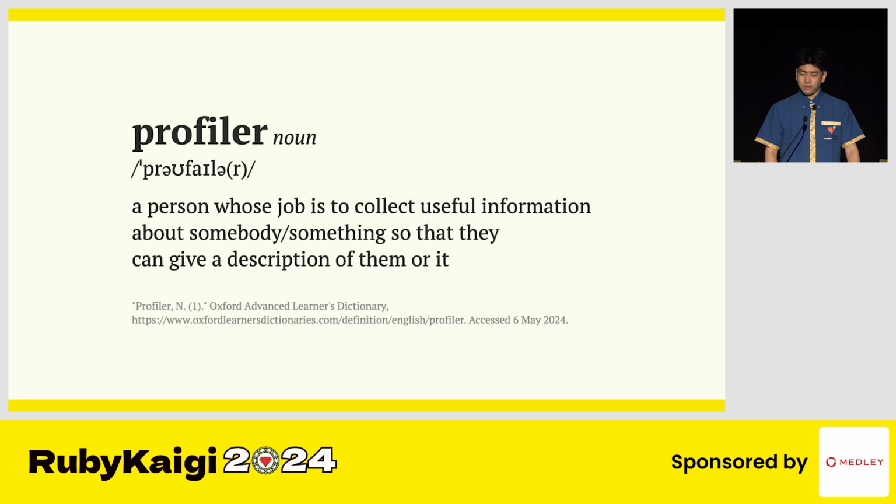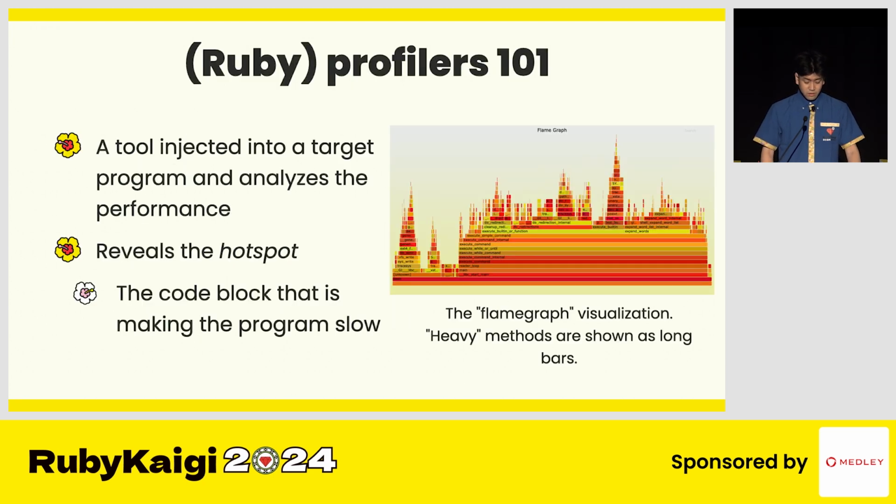What would this mean in the context of programming? A profiler in the context of programming is a tool injected into a program to analyze its performance. These are often used to reveal the hotspots, which is a code block that is making your program slow. The figure on the right is called a flame graph, which is a popular visualization that profilers create. It indicates the hotspots, the heavy methods, by representing time-taking methods with horizontally longer bars. So in this case, you'd like to look into the right part of the program to find why your program is slow.